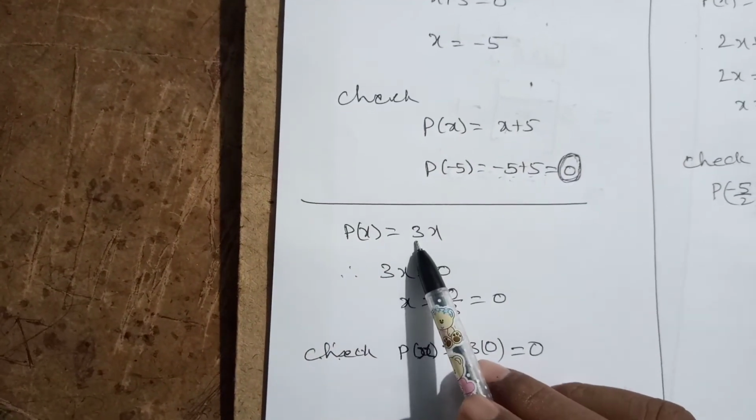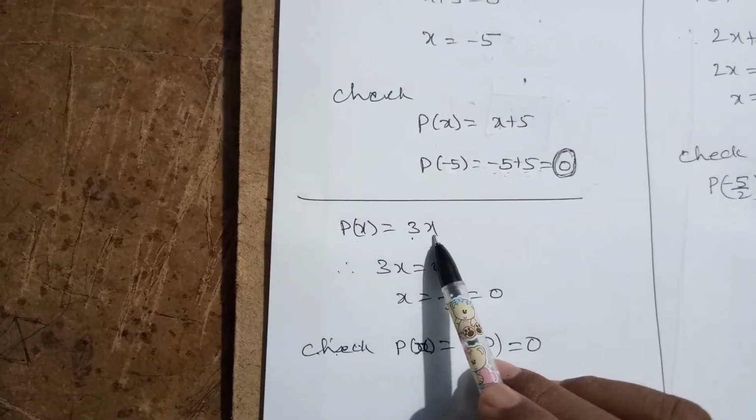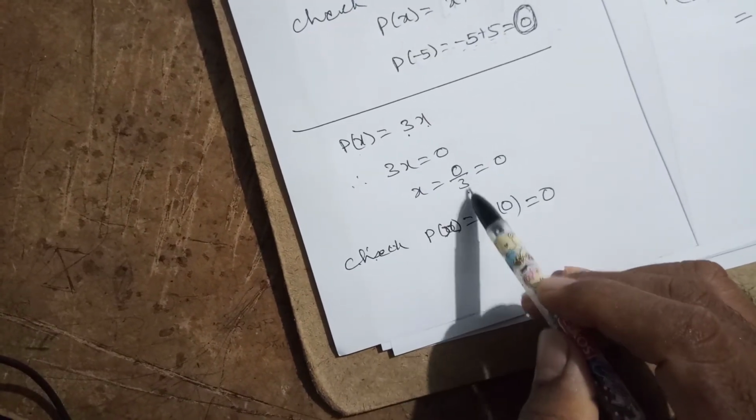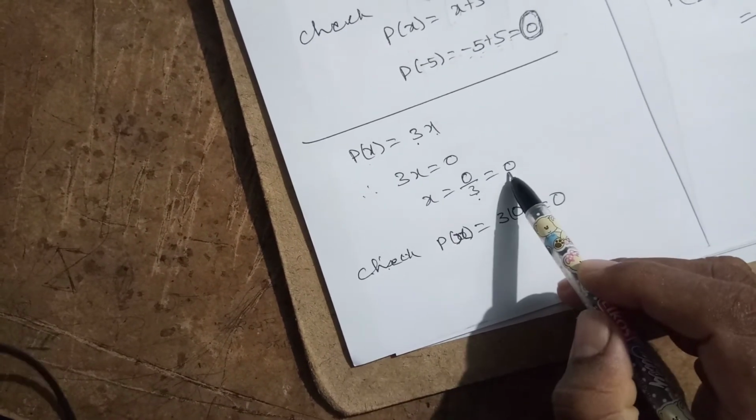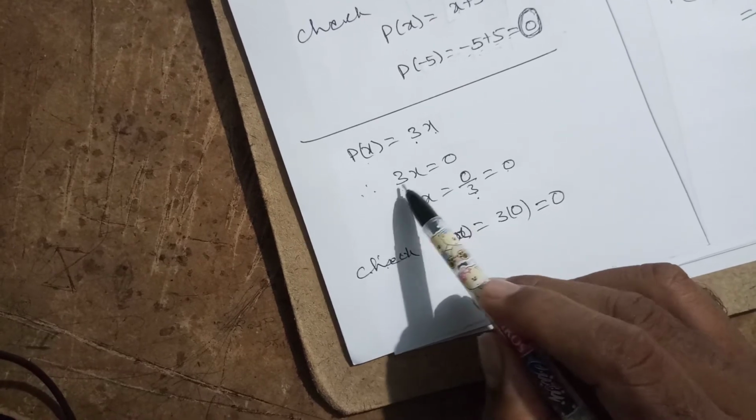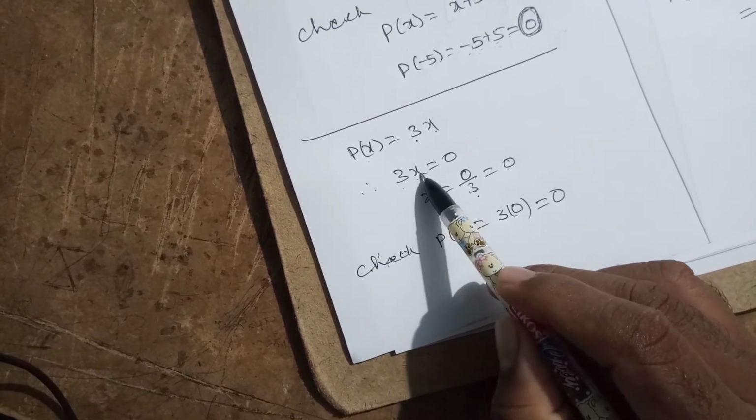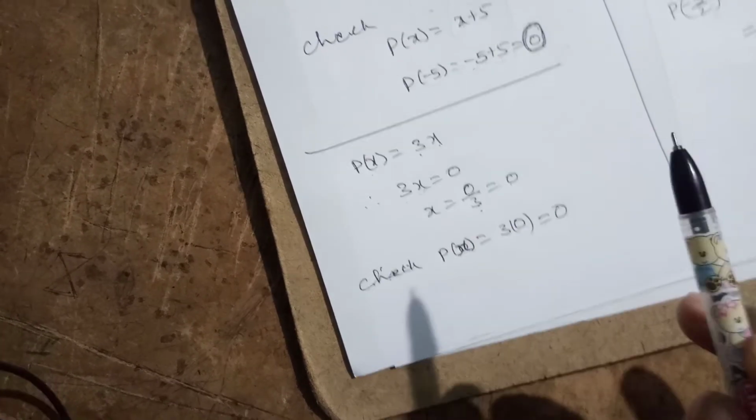So the whole polynomial vanished and it becomes 0. Now P of x is equal to 3x. 3x is equal to 0, x is equal to 0 by 3, that is 0. So the zero of 3x is 0.